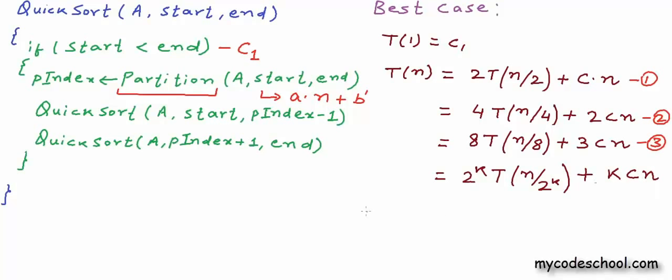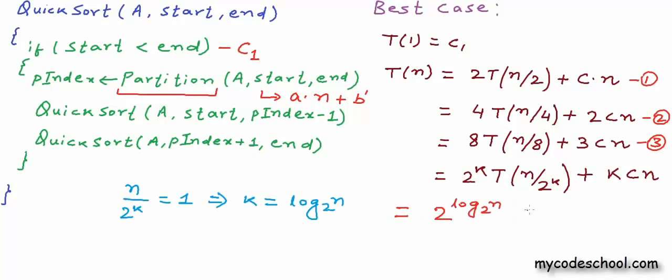Now we know T(1) and we want to express T(n) in terms of T(1). So in that case, n upon 2 to the power k will be equal to 1. If we solve this, then k will be equal to log n to the base 2. So here T(n) can be written as 2 to the power log n to the base 2 into T(1) plus c into n into log n to the base 2.